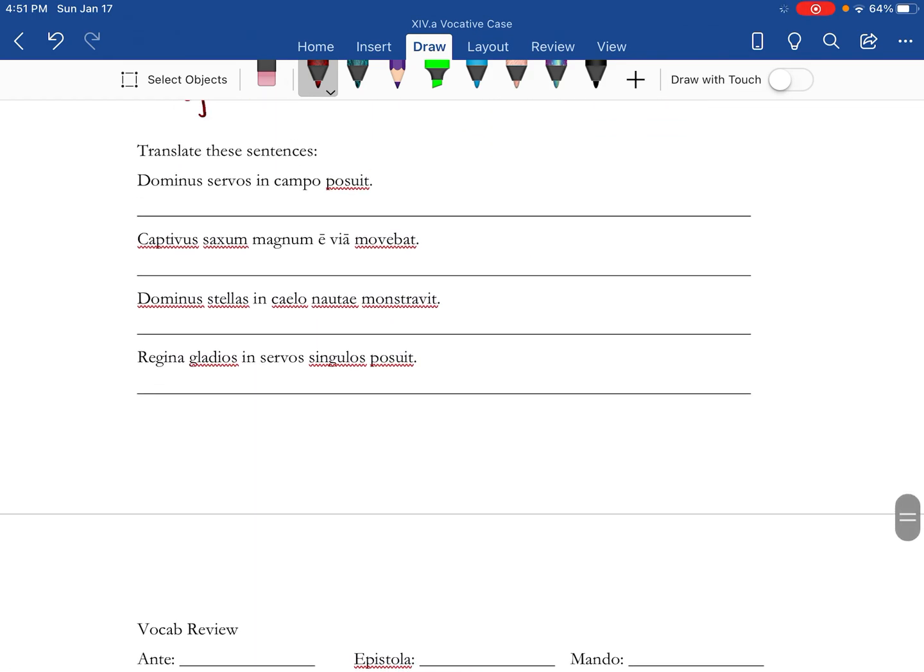Alright, I want you to translate these guys. Pause the video, translate them, and then when you're ready, come back. So posuit, that's going to be perfect tense. That's a he, she, it. The master placed. Os on servants is plural, the servants in the field.